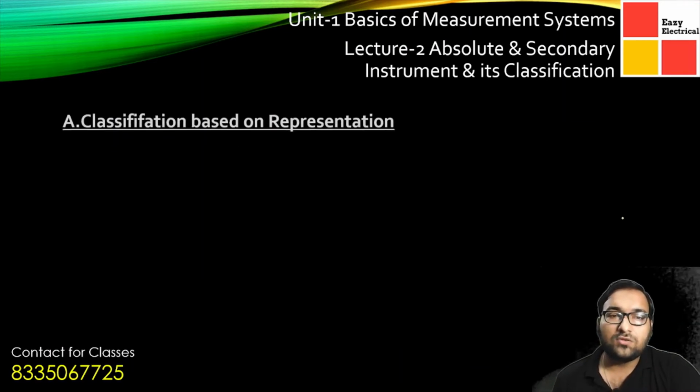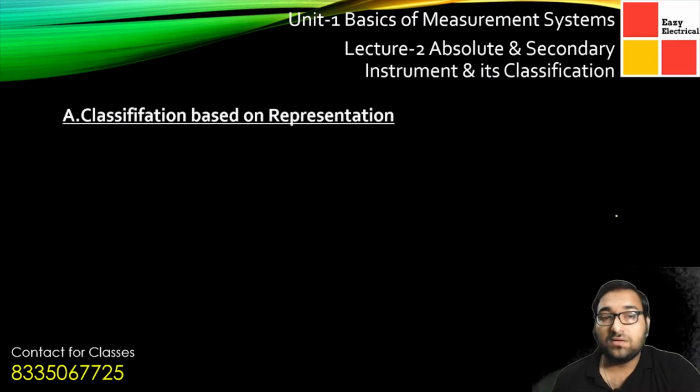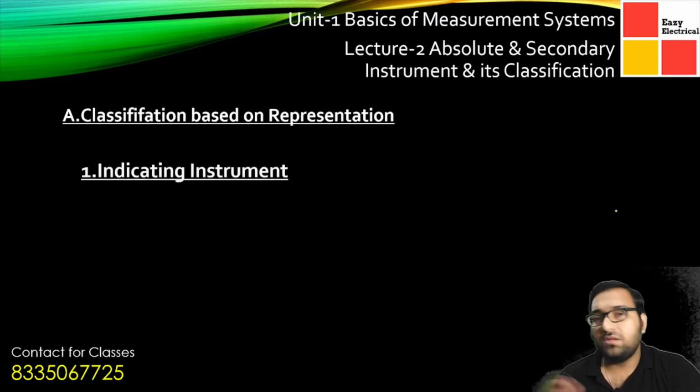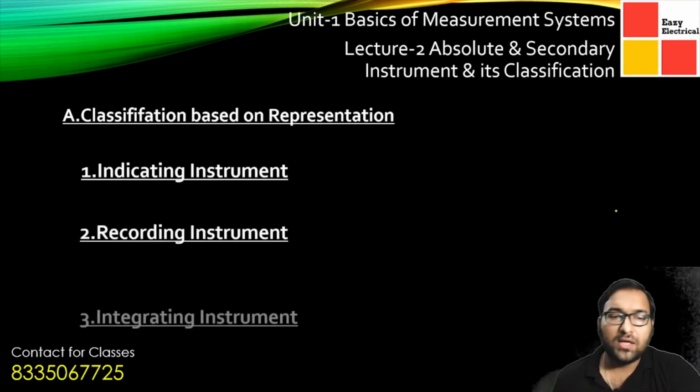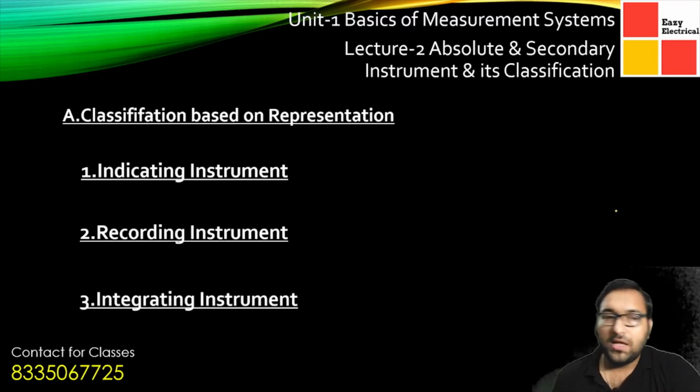Now coming to the next topic, that is the classification based on representation. We basically classify every instrument based on whatever it measures, based on the representation. Based on the representation, we classify instruments into three types: one is the indicating instrument, one is the recording instrument, and another is the integrating instrument. Indicating instruments are those instruments which measure the quantity under measurement by showing or indicating its instantaneous value.